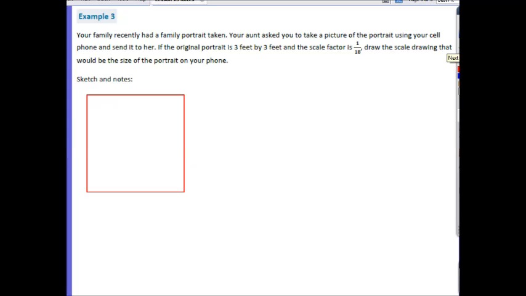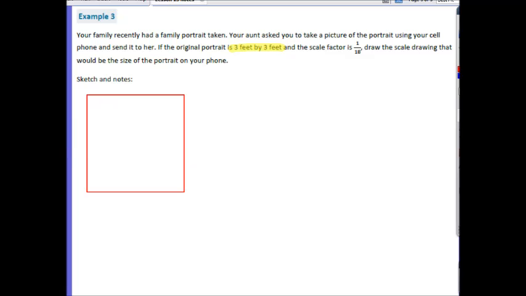Your family recently had a family portrait taken. Your aunt asked you to take a picture of the portrait using your cell phone and send it to her. If the original portrait is 3 feet by 3 feet and the scale factor is 1/18, draw the scale drawing that would be the size of the portrait on your phone. So notice that it's a picture, so we know it's going to be either a rectangle or a square. And in this case, I know it's a square because the original is 3 feet by 3 feet.